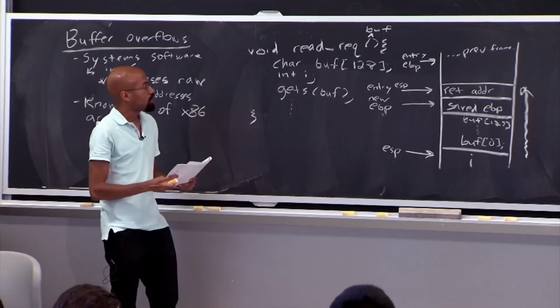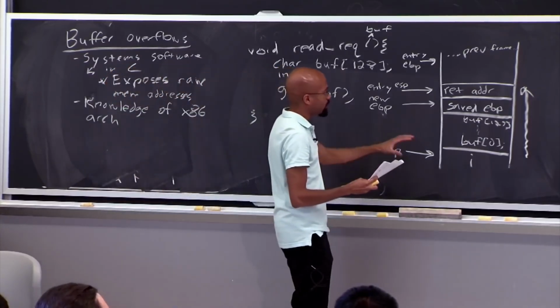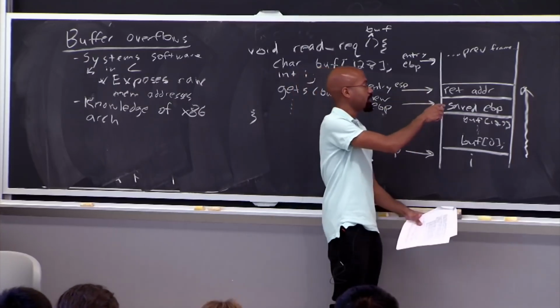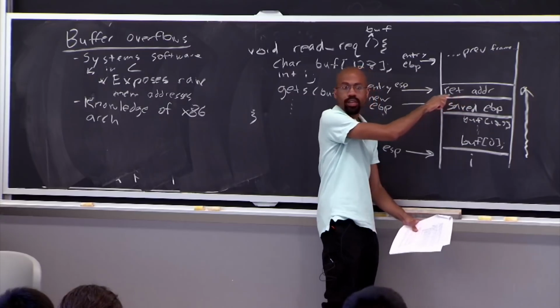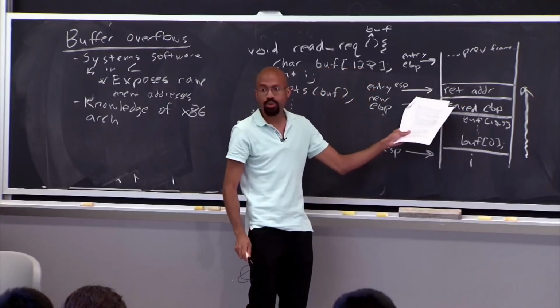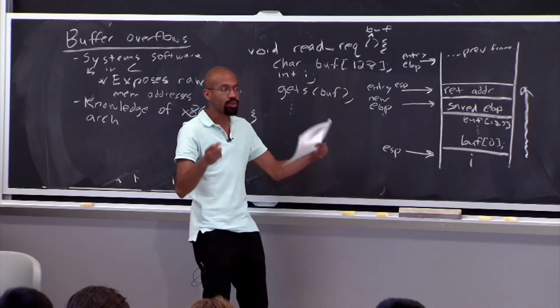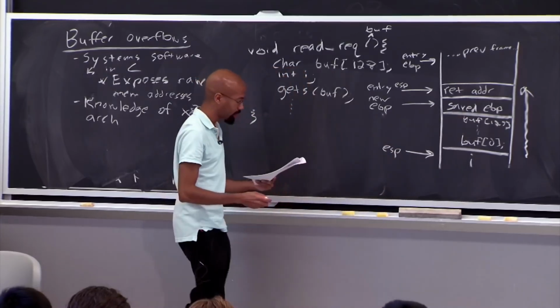So what does the attacker do to take advantage of that? It basically supplies that long input. The key idea here is that this can be attacker supplied, right? If this return address is attacker supplied, then the attacker can determine where this function is going to jump to after it concludes its execution.